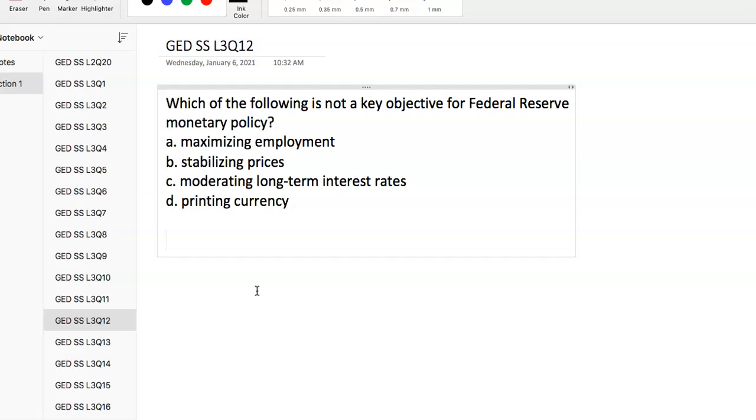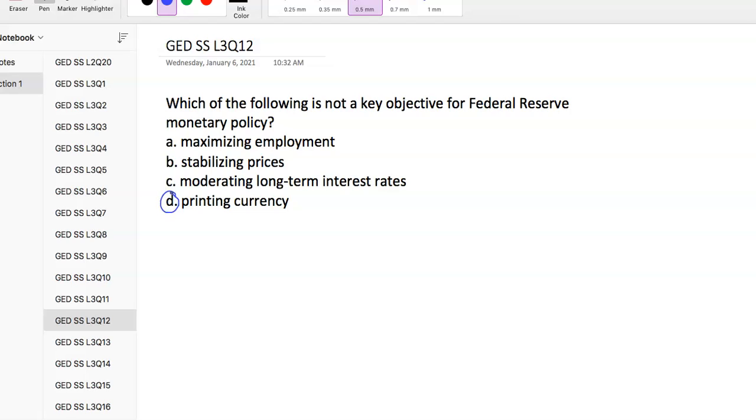Okay, and then we have a question here about Federal Reserve monetary policy. Which of these is not an objective? Printing currency is not an objective of the Federal Reserve.